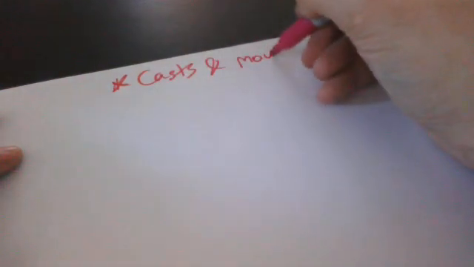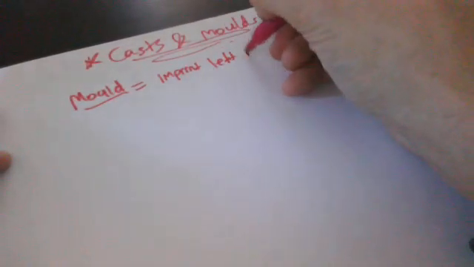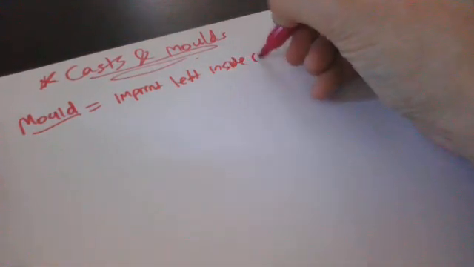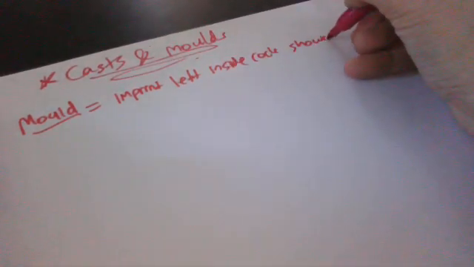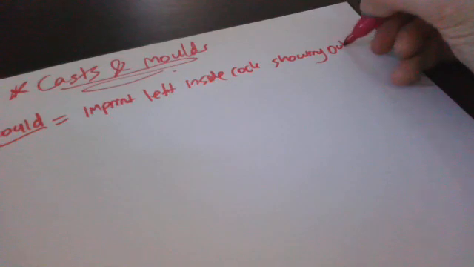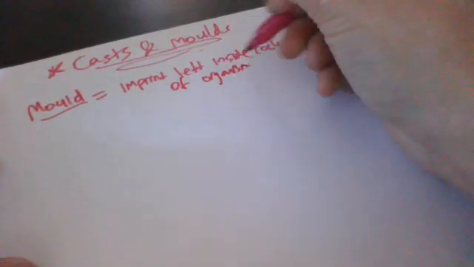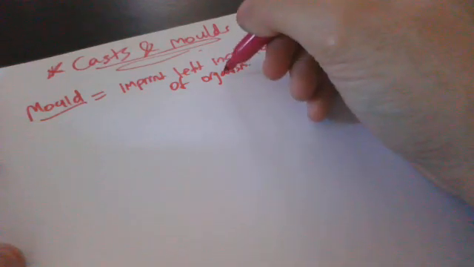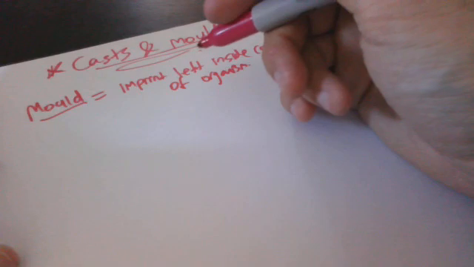Casts and moulds. If you've heard of these, a mould is usually an imprint left in a rock showing the outside of an organism. So mould equals imprint left inside a rock, showing the outside of an organism. Okay, examples: an insect or a spider. There's no actual body left behind, right? It's just the shape of it.